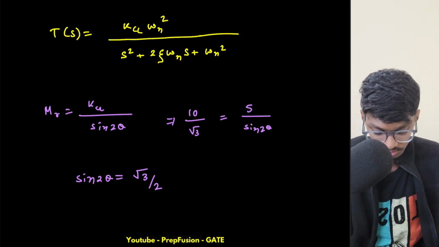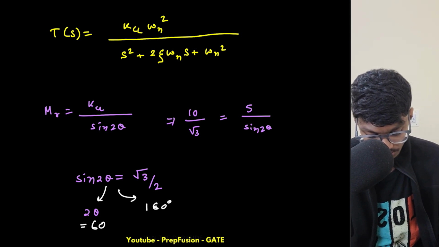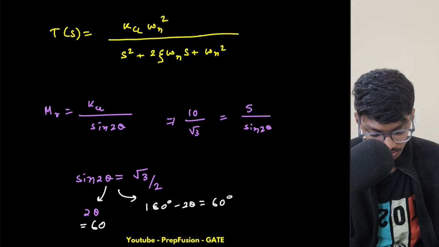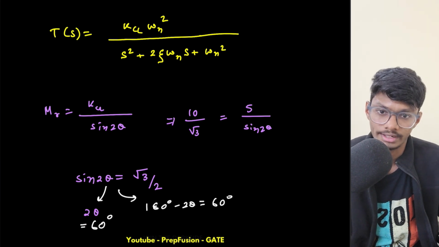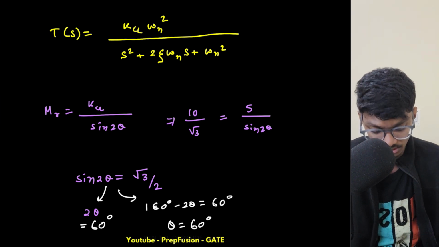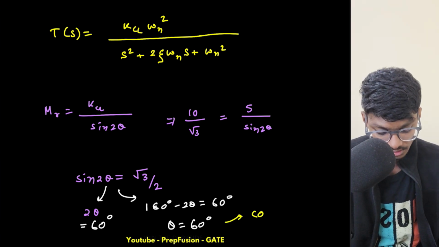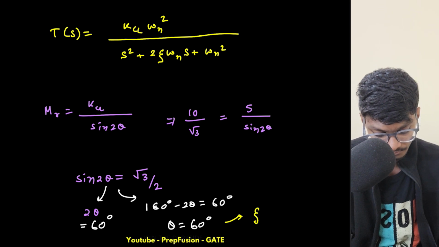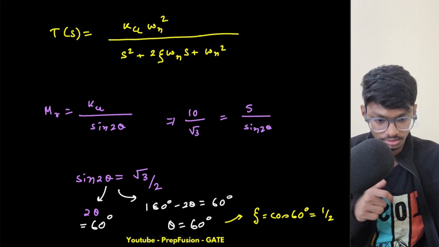Now obviously this 2 theta can be equal to 60, or 180 minus 60. Now which one will you choose? Here theta is coming to be 30 degrees, which is not possible. Theta will lie between 45 to 90 degrees. So obviously I will take the second solution. So theta is coming to be 60 degrees. If theta is 60 degrees, then what is my zeta? Zeta is cos 60, which is 1 by 2. So zeta is 1 by 2.